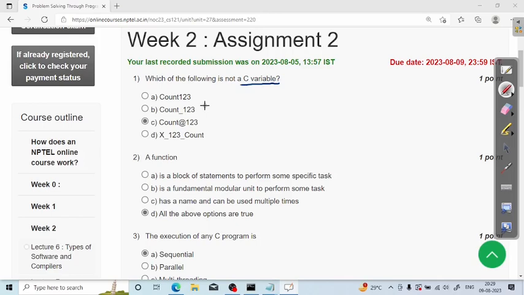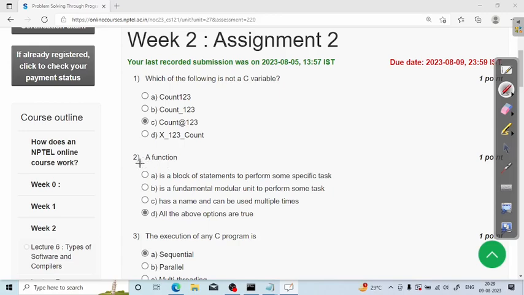So we all know the rules of C variables, that is, special symbols are not allowed. Okay, and all the others are correct. So the wrong one is the third option. Now let's look at the second question.